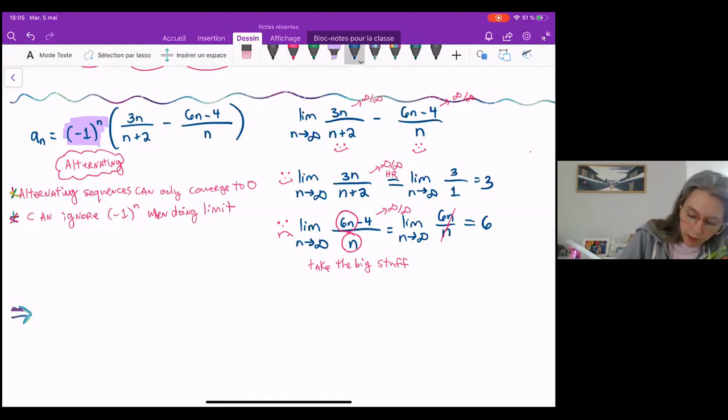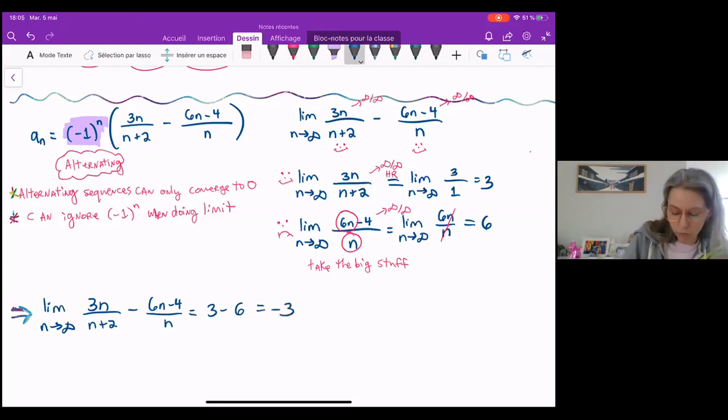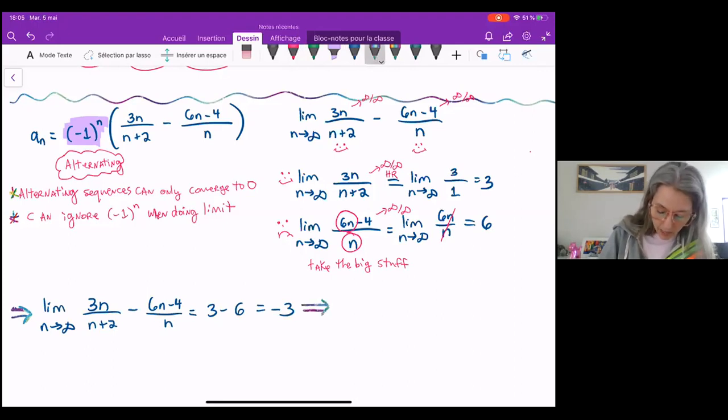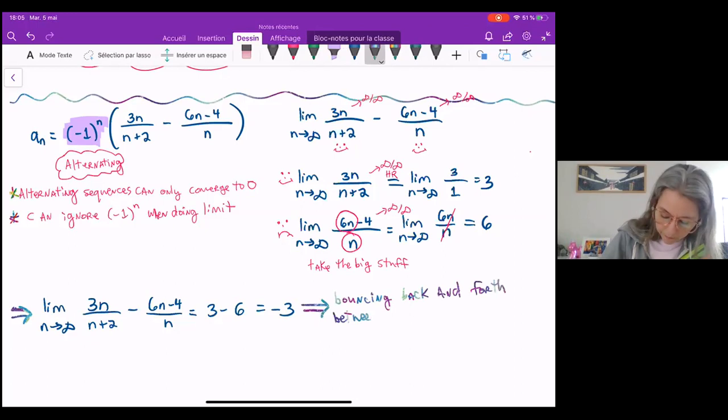Which tells me then that my original limit, 3n over n plus 2 minus 6n minus 4 over n, is equal to 3 minus 6, which is negative 3. Now, what does that negative 3 tell me? It tells me that the original sequence is therefore approaching numbers that are bouncing back and forth between 3 and negative 3. So bouncing back and forth between numbers approaching 3 and negative 3.